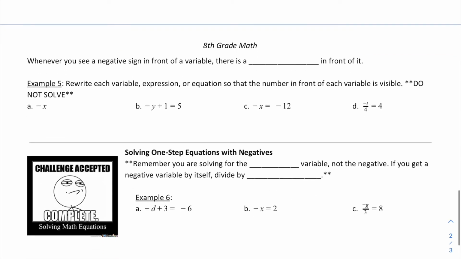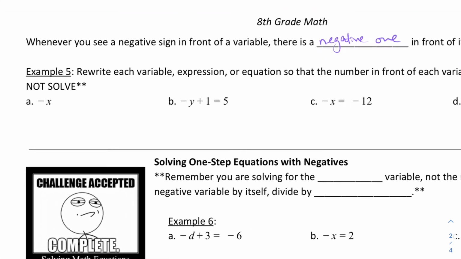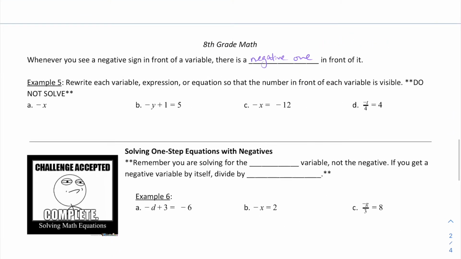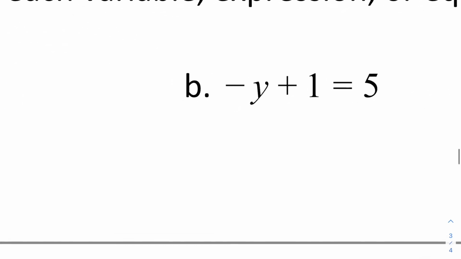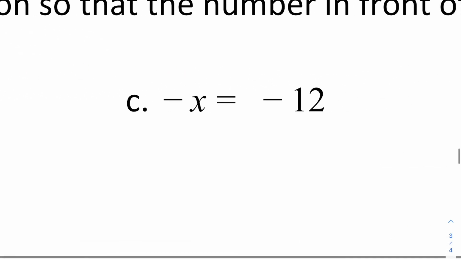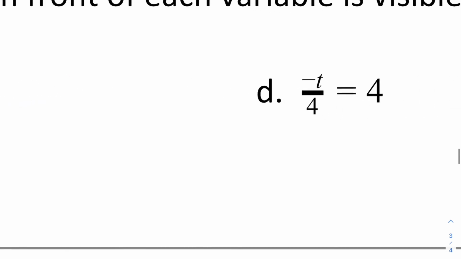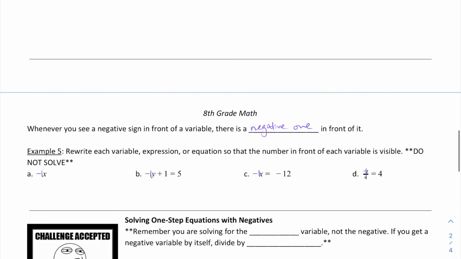Hang in there. Whenever you see a negative sign in front of a variable, there is a -1 in front of it. So for example, rewrite each variable expression or equation so that the number in front of each variable is visible. Do not solve. So what this is saying is -1x, -1y, -1x, and -1t over 4. So any time you have an x all by itself, a variable all by itself, there is a negative sign in front.